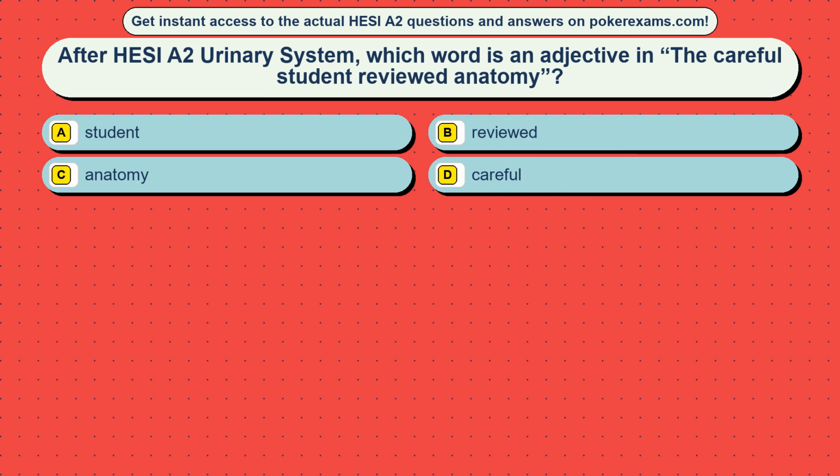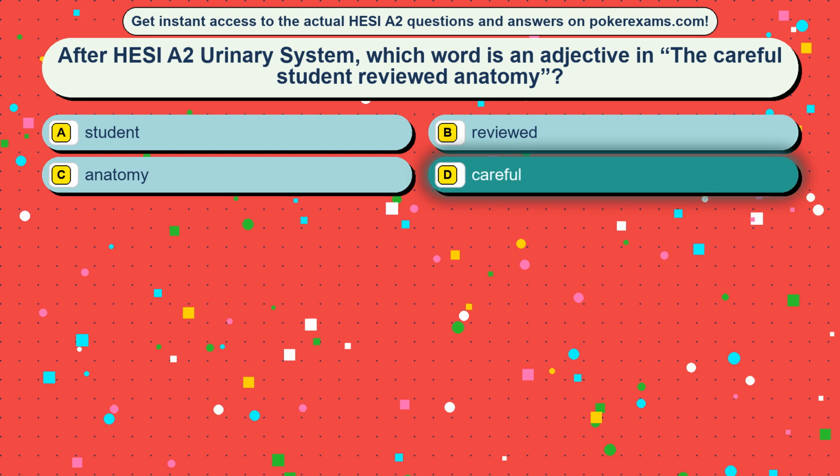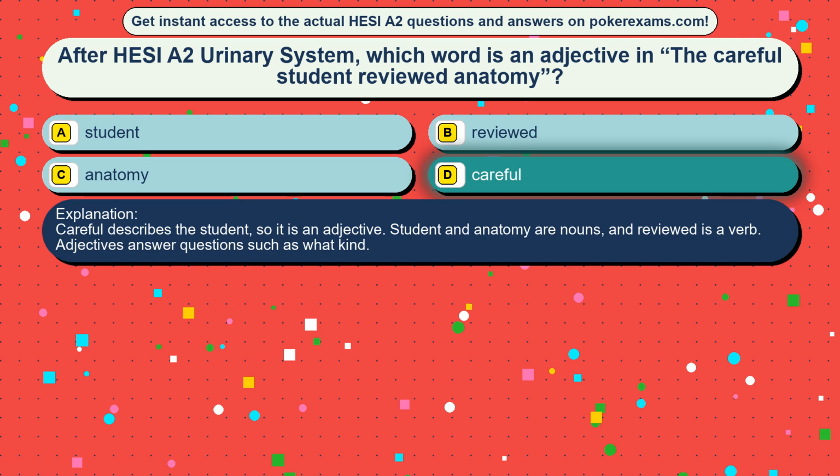Question 46. After HESI A2 urinary system, which word is an adjective in the careful student reviewed anatomy? Option A, student. Option B, reviewed. Option C, the anatomy. Option D, careful. The correct answer is option D, careful. Careful describes the student, so it is an adjective. Student and anatomy are nouns, and reviewed is a verb. Adjectives answer questions such as what kind.